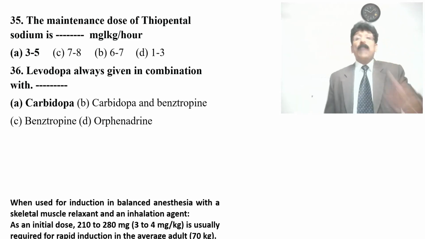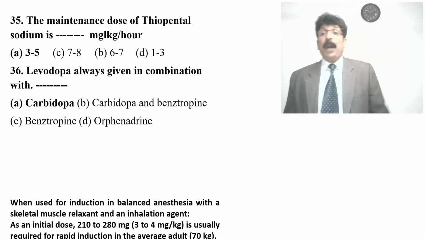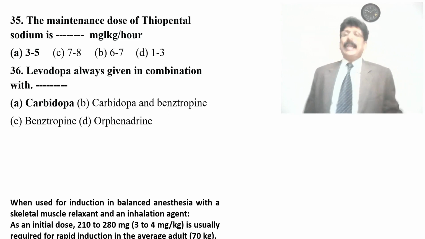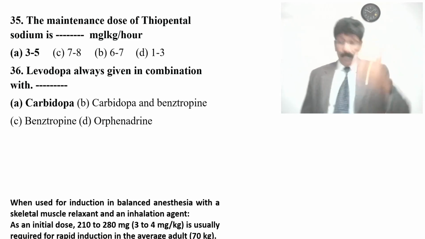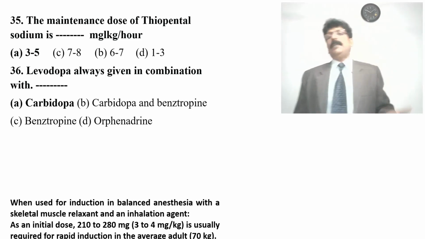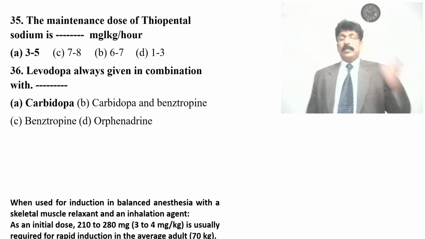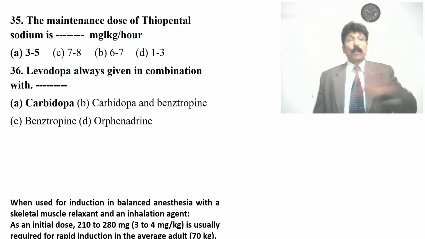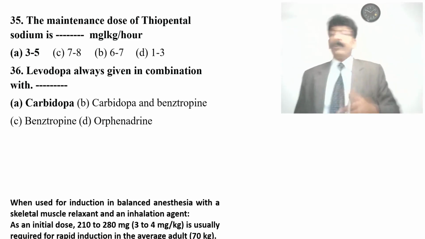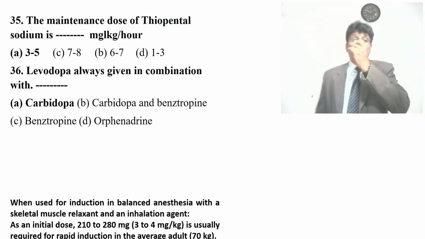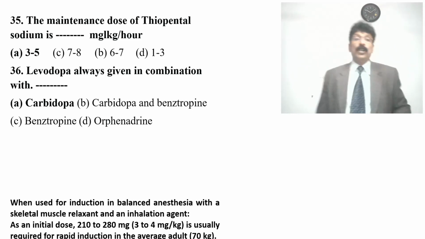But why do we combine it with carbidopa? Carbidopa prevents levodopa from being converted or degraded before crossing the blood-brain barrier. So carbidopa is the choice which can be combined with levodopa. Last time we saw the ratio of 10:1 for the combination. Benztropine is not the choice for combining with them, and orphenadrine is also not the correct answer.